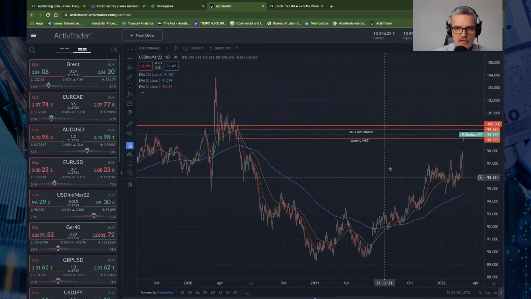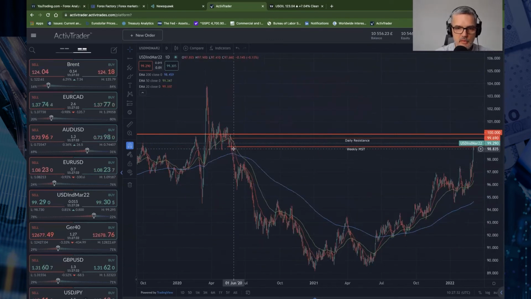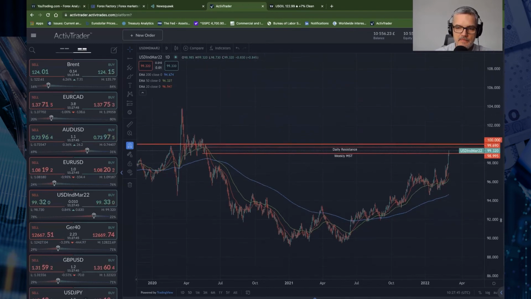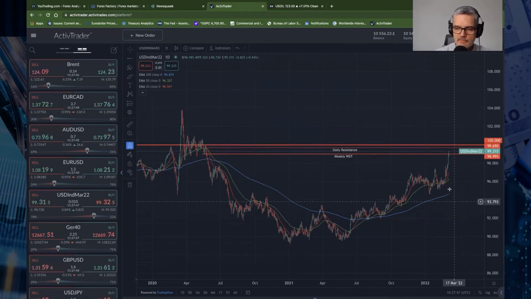The dollar itself has bumped through the weekly market structure. It's going into this daily resistance around 99.69. But I think the biggest level obviously is 100, and that's probably the place where any traders that have bought from the 96 down here would probably start taking profits around the 100.